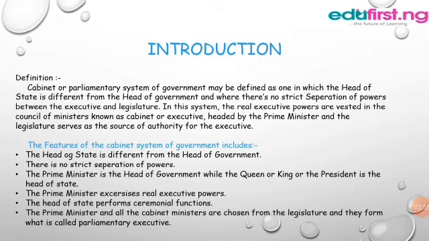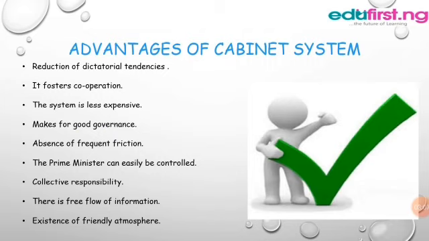Now let us look at the features of the cabinet system of government. The head of state is different from the head of government. There is no strict separation of power. The Prime Minister is the head of government, while the Queen or King or the President is the head of state. The Prime Minister exercises real executive powers. The head of state performs ceremonial functions. The Prime Minister and all the cabinet ministers are chosen from the legislature, and they form what is called parliamentary executive.